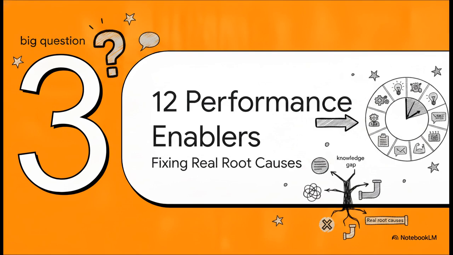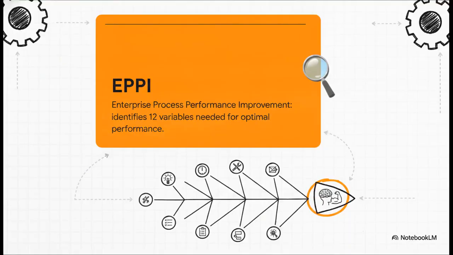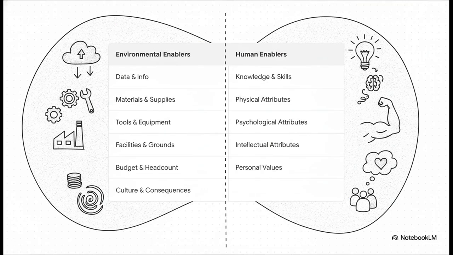That brings us to part 3, the 12 performance enablers. Enter EPPI, or Enterprise Process Performance Improvement. Wallace uses this diagnostic framework to deliver a massive reality check. Listen to this. Knowledge and skills are only one of 12 distinct variables required for optimal performance, meaning L&D only owns one tiny piece of a giant 12-piece puzzle. You can cleanly split these into environmental enablers and human enablers. You've got data, tools, budget, and culture on one side. On the other side, knowledge and skills is just sitting there next to physical and psychological attributes.